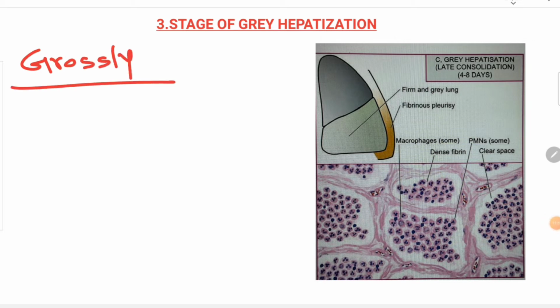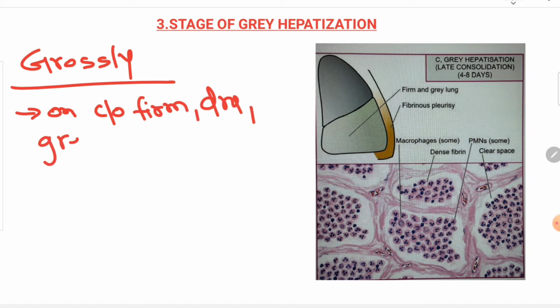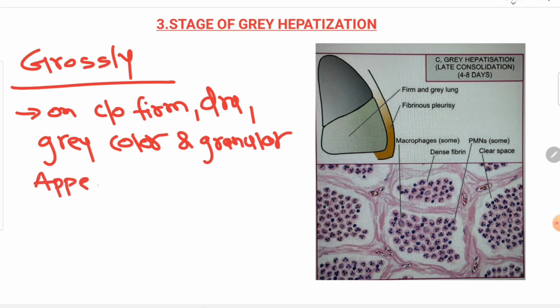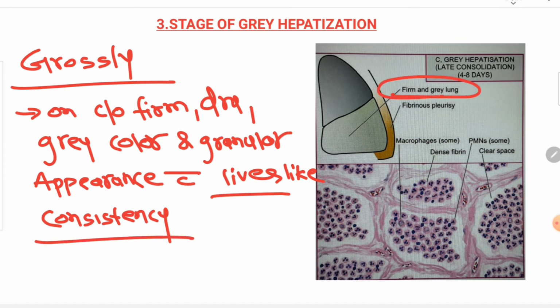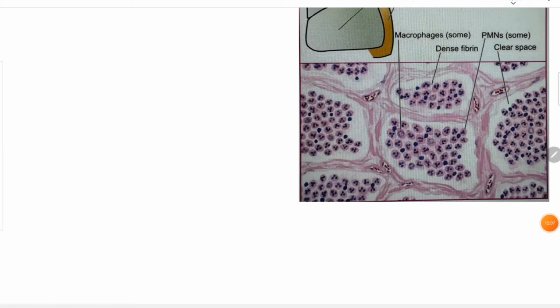Third stage is the stage of grey hepatization. So grossly, on cut open, the lungs are very firm, dry and grey in color. That's why the name grey hepatization is given. Lungs are not red. And the appearance is granular. And obviously the consistency is liver-like. So on cut open, a firm, dry, grey colored, granular lung is present with liver-like consistency. Fibrinous pleurisy is present.